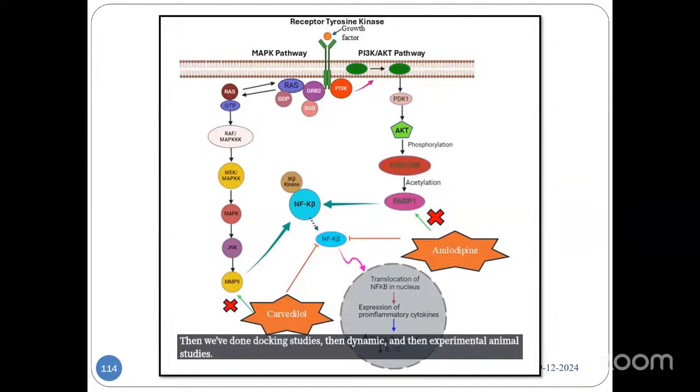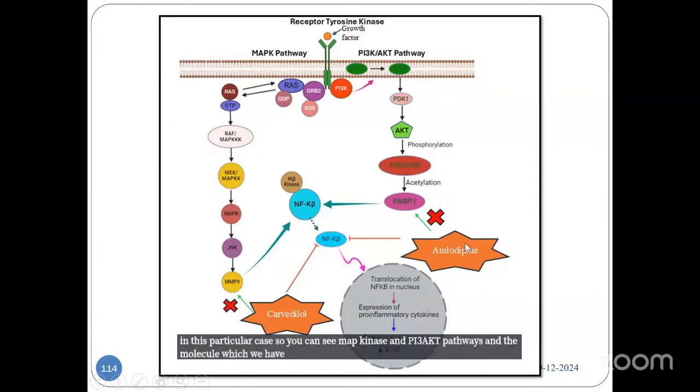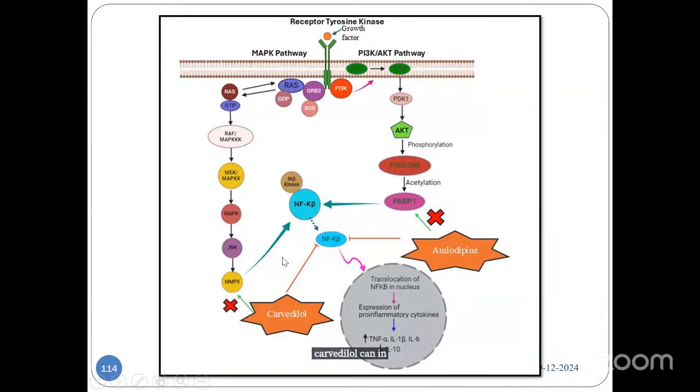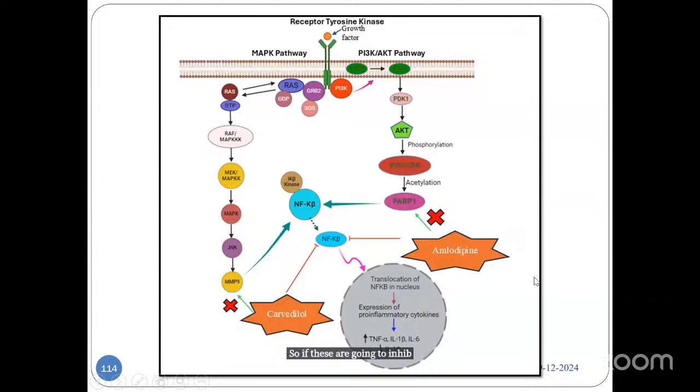And this is another, or rather the same work. These are the pathways we identified in this particular case. You can see the MAP kinase and PI3K-AKT pathways. The molecules which we identified are amlodipine and carvedilol. Carvedilol can inhibit MMP9 and NF-kappa B. Amlodipine can inhibit PARP1 as well as NF-kappa B. So if these are inhibited, your inflammatory cytokines will decrease.